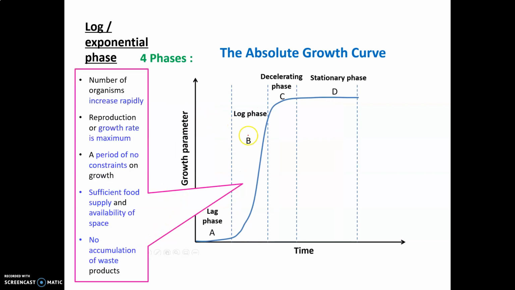So, ini adalah yang log phase di mana kita dah start, dia punya growth rate is at maximum, okay? Meningkat mencanak kan dia punya ni, meningkat mendadak disebabkan apa? The number of organism akan increase rapidly because reproduction ataupun growth rate is very maximum. And pada ketika ini there is no constraint, tidak ada halangan, a period of no constraints on growth.